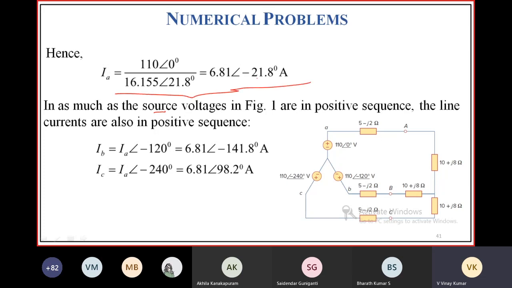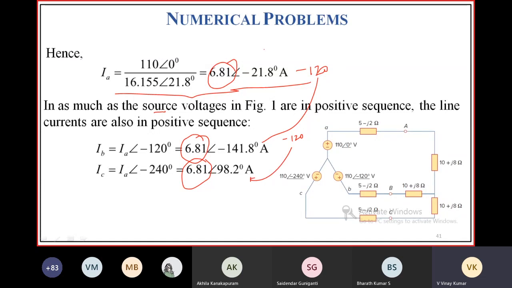In a star connected load, if we get I_A, then we'll get I_B and I_C, all of these currents. All phase currents are equal in magnitude, but their angles are 120 degrees from each other. So this is 6.81, the magnitude of I_A. Then we get mod I_B is 6.81, mod I_C is 6.81, displaced by an angle of 120 degrees from each other. So you add minus 120 degrees, then you get this. You add minus 120 degrees to this, then you get this.